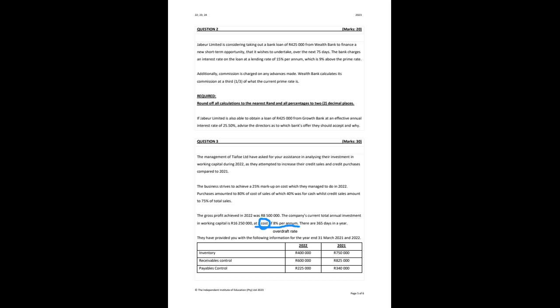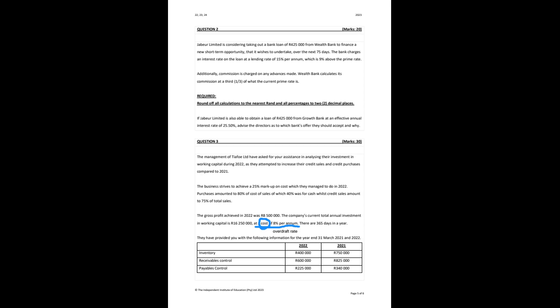Their current annual average spend on working capital is 3.65 million. So look carefully at that wording, the current average annual spend on working capital. So that means over the course of 365 days, they spend 3.65 million on working capital. And in question 4.1, the company's cost for that working capital is 12% per annum for these resources.